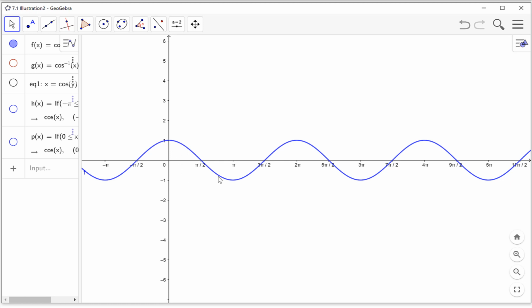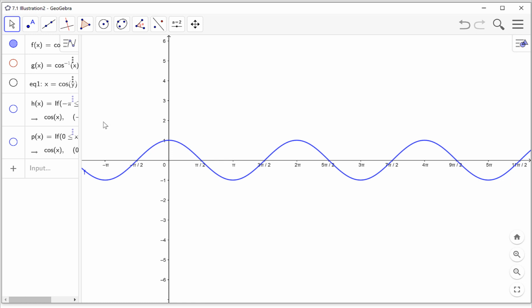So I want the range to go from negative 1 to 1. I want to keep that. I want that to stay the same. I want to be able to get it. If original cosine could output anything from negative 1 to 1, then I want to allow the inverse to input anything from negative 1 to 1. So we have lots of options here.